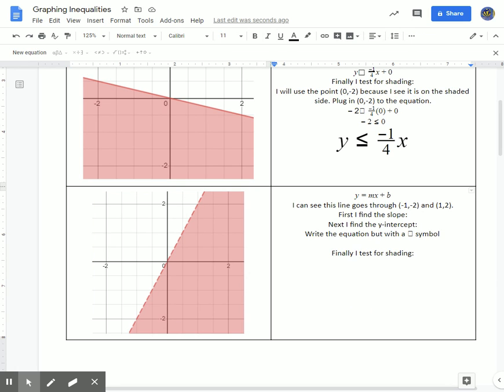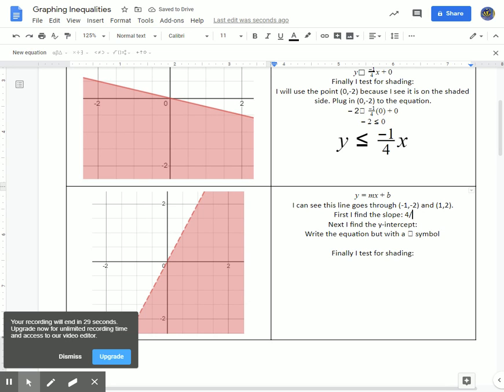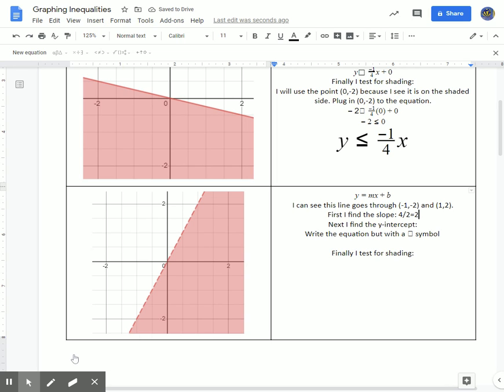So I'm not going to have the equality symbol. It's just going to be strictly greater than or strictly less than. So let's look at our slope. First of all, my rise, I'm going from -2 to +2. So I'm rising 4 and I am running 2. So 4 over 2 equals 2. That's my slope. And if you want to see the rest, you're going to have to watch the next video.